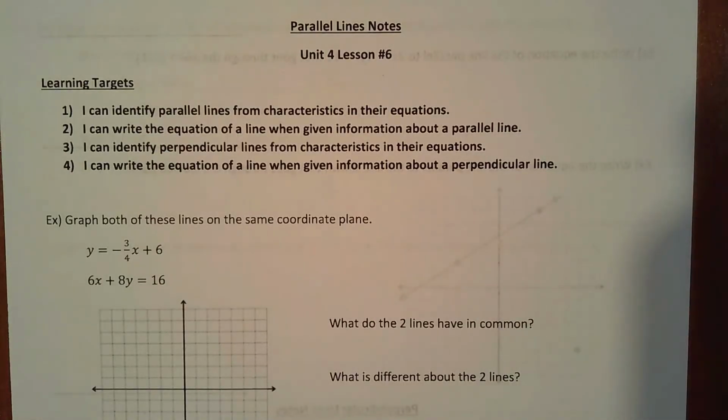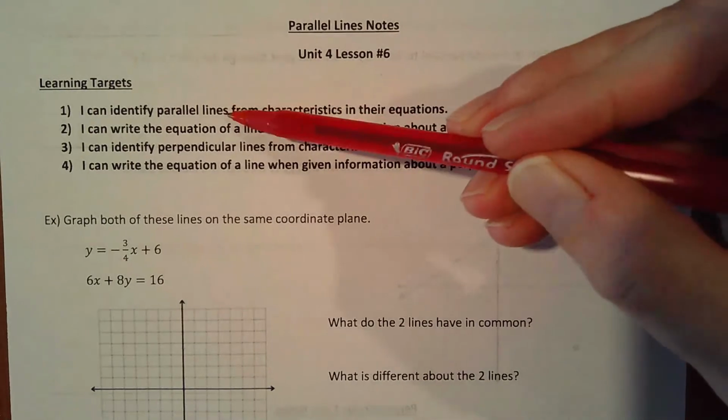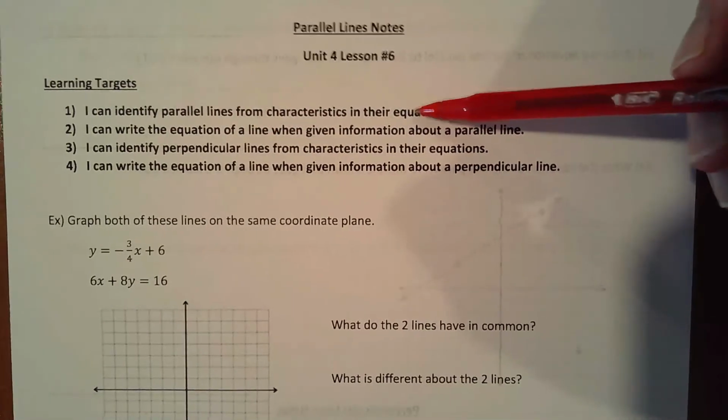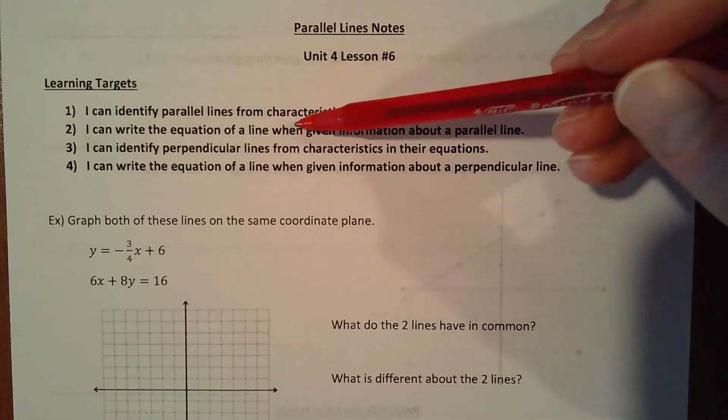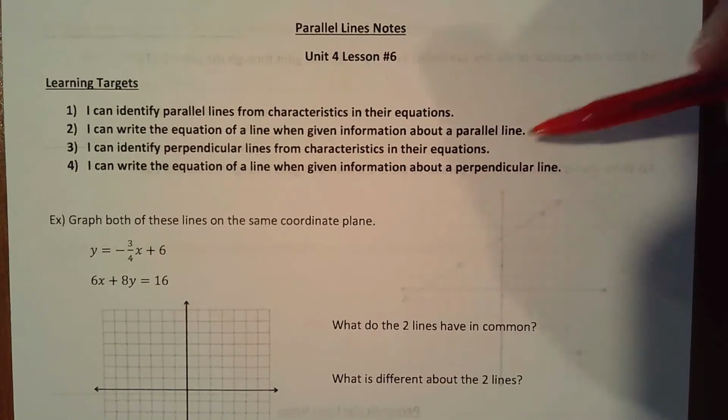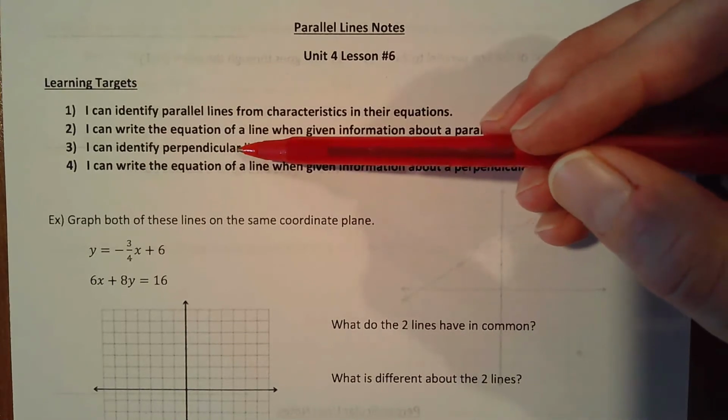Okay, here is Unit 4, Lesson 6. This is going to be the last lesson of the unit. So this is it for the graphing stuff. We're going to: I can identify parallel lines from characteristics of their equations. I can write the equation of a line when given information about a parallel line. We're going to do the same thing with perpendicular lines.